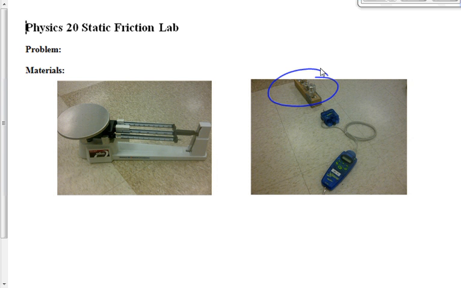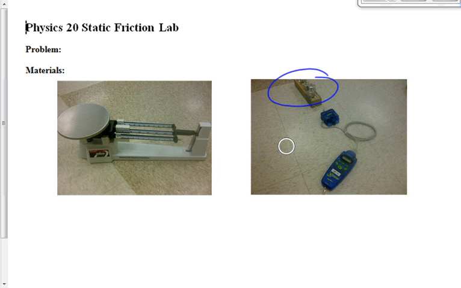Your problem might be, what is the coefficient of static friction between a wooden block and the floor? What is the coefficient of static friction between a wooden block and the tabletop? What is the coefficient of static friction between a wooden block and the desktop? Whatever other material you use, make sure you specify what it is, because we want that problem to be specific. Your materials, they're up on the board right now.